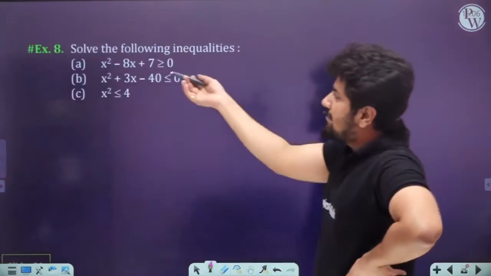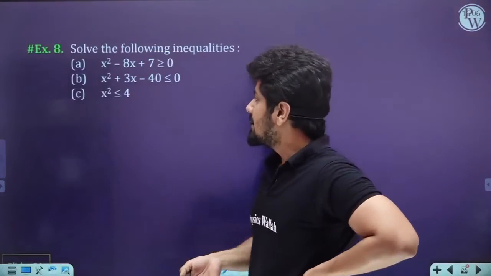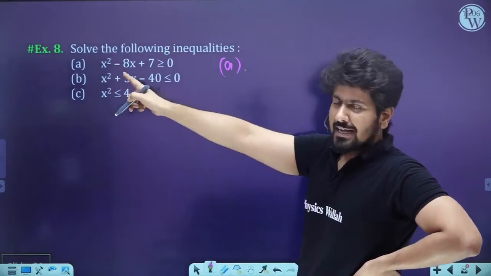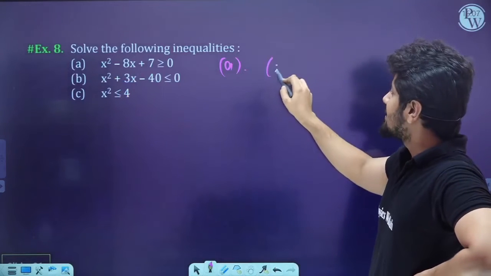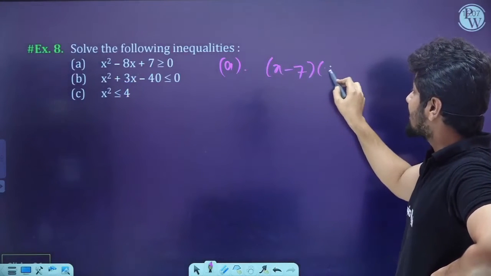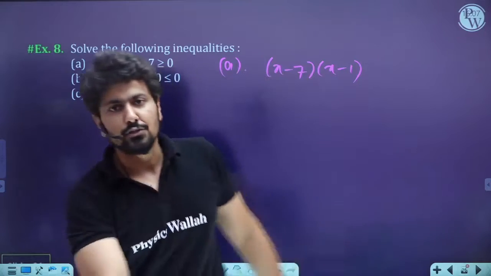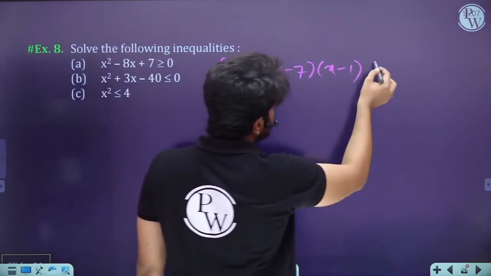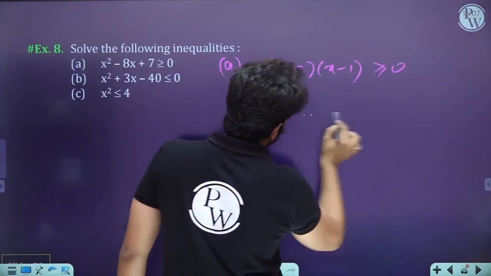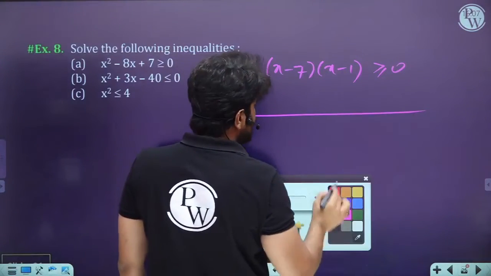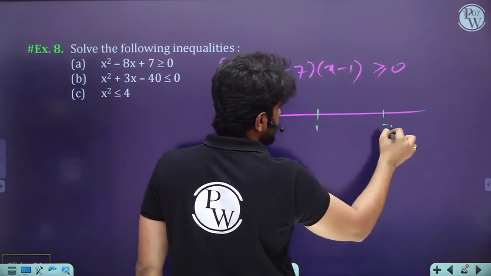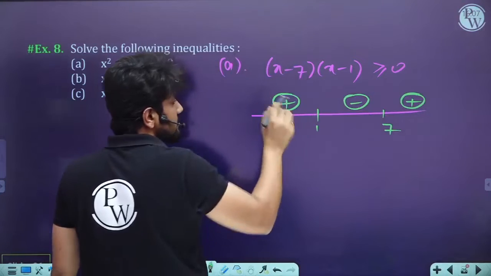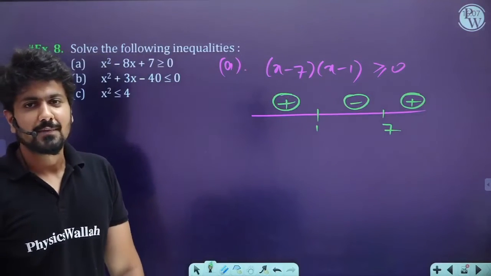Now, if we have equality also, we don't need to worry about anything. Like in the first one, A part. We can make two factors, x square minus 8x plus 7. The two factors are x minus 7 and x minus 1. These are the two factors, right? x minus 7 into x minus 1. And we have greater than or equal to 0. So make number line, mark the critical points. The critical points are 1 and 7. In the extreme right, we put positive, then we have negative, then we have positive again. Very simple. Correct.